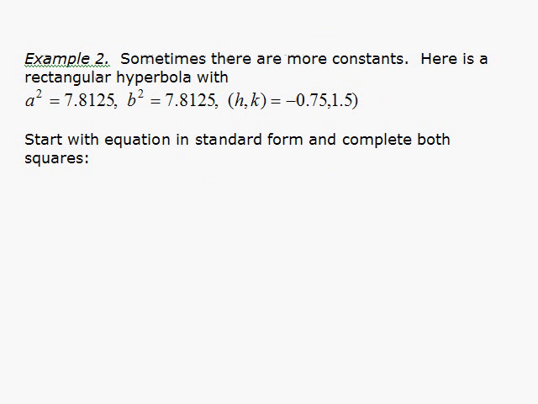In the second example, we'll have to complete the square on both x and y. It will become a rectangular hyperbola. A squared and b squared are the same, and the center is at, it's missing a parenthesis it looks like, center is at negative 0.75 in x and 1.5 in y. But we again start out with the equation in standard form.